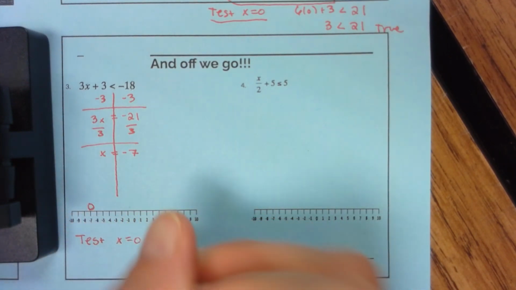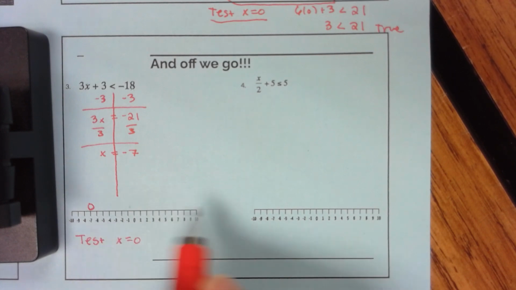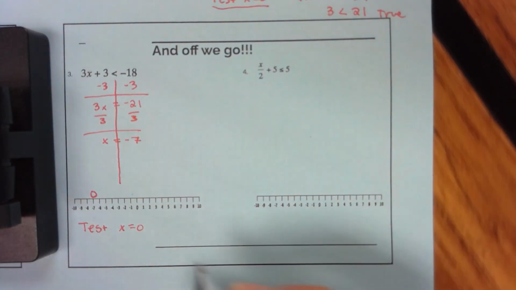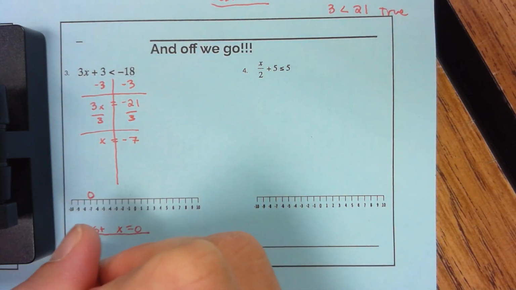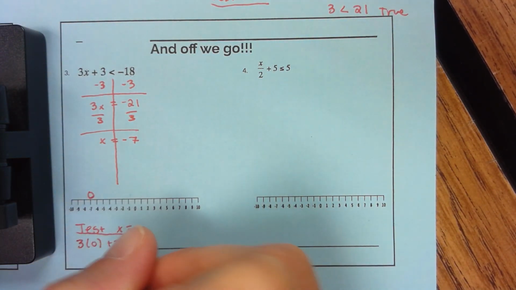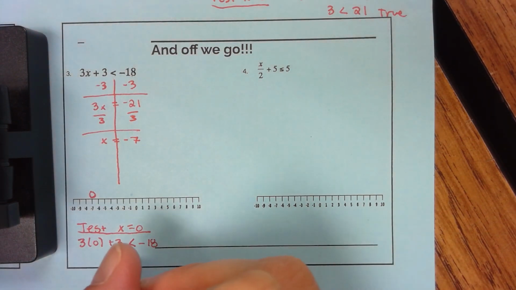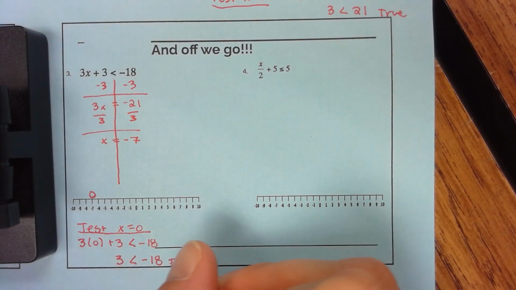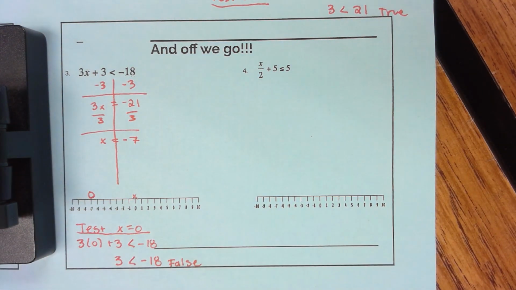And I'm testing 0. So when I test 0, I'm basically checking all the numbers that are greater than negative 7 and seeing if they work or not. It all depends on if we get a true or false statement when plugging that back in. So 0 plugged in for x gives me 3 times 0 plus 3, and is it less than negative 18? So that's just 3 is less than negative 18, which is false. Right? That does not make the inequality true. And thus, shading towards 0 is not going to work.